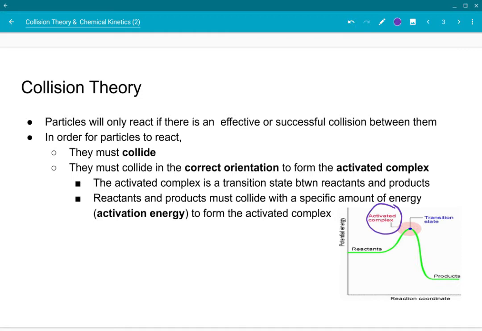Now, the amount of energy needed to make that reaction occur is called the activation energy. If you recall, it's the height of that energy hill, and we used the abbreviation E sub A.